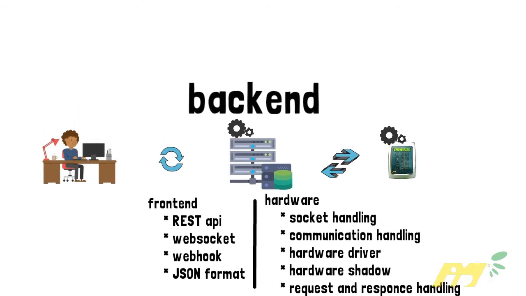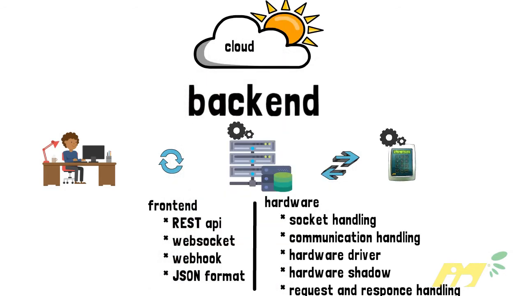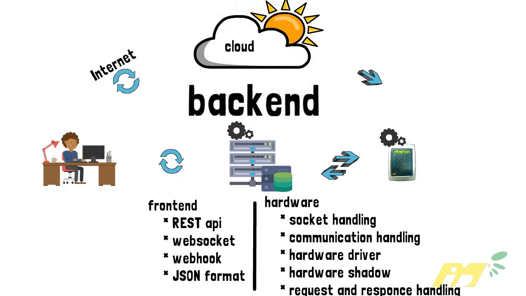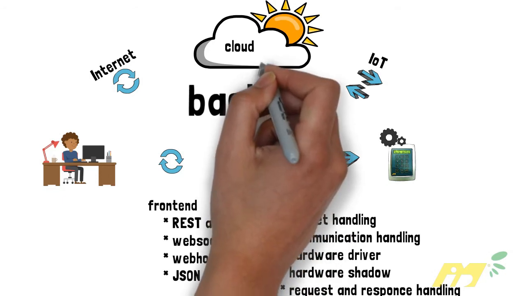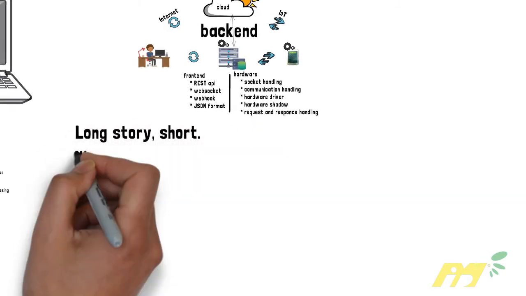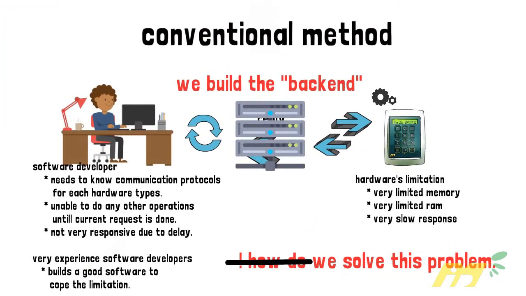Because this backend is a server, we are able to host it in a cloud and make this a cloud server as well. Now the front end can communicate via the internet and the hardware becomes an IoT device. With this infrastructure, we have a system that can work locally as well as in the cloud. Long story short, we have a backend server for our hardware. With this, we solve the problem where developers need to know protocols, communications, or hardware. We don't need very experienced developers now.